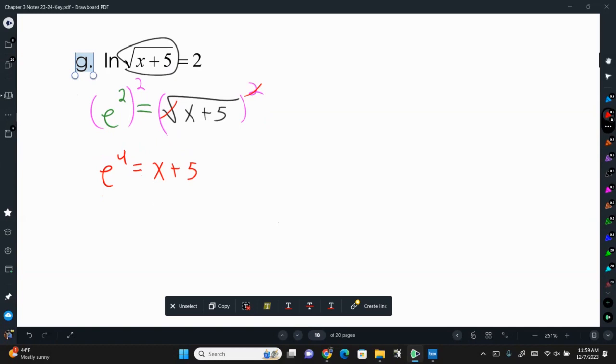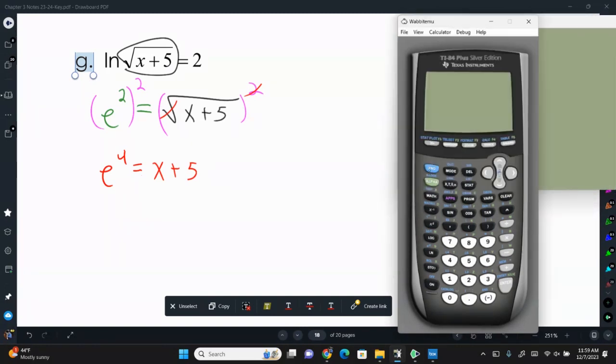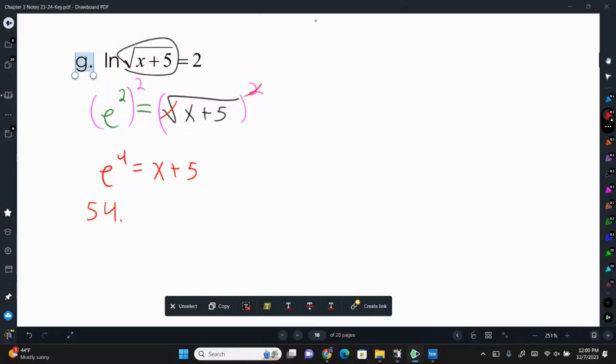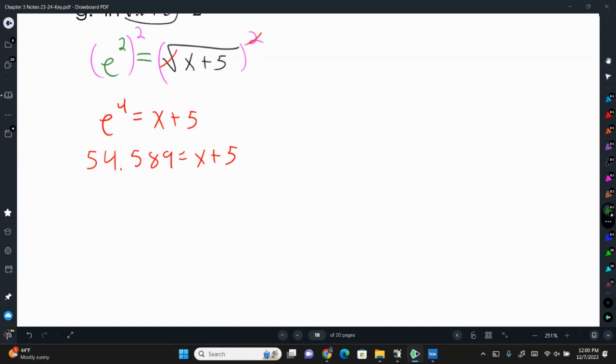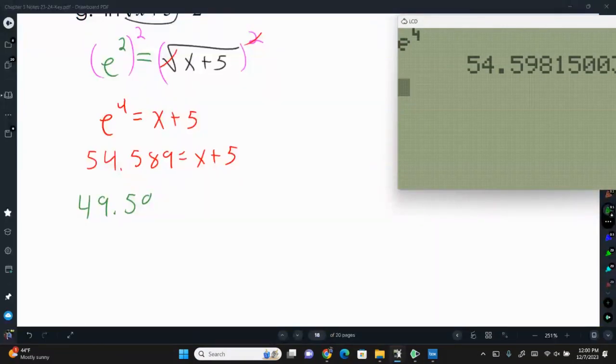So then in the calculator, when I type in e to the fourth, and again, in case you've forgotten how to do that, second natural log 4, and we get 54.589 equals x plus 5. And then when we subtract 5 from both sides, that's going to give us 49.5. Oops, this should have been 49.589 right here.